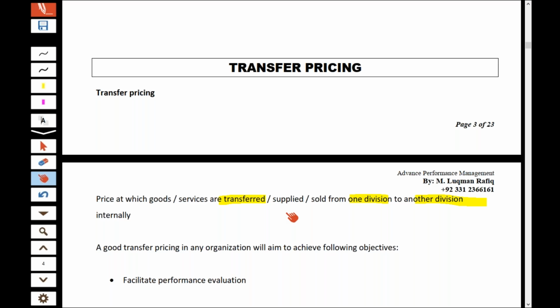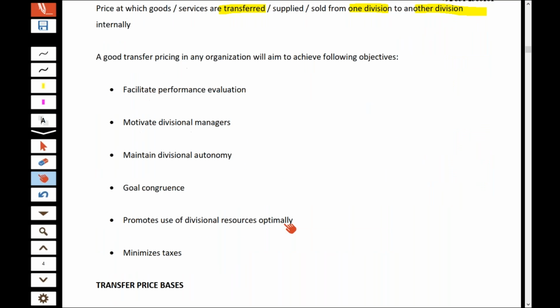Now what next is there? It says that a good transfer pricing in any organization will aim to achieve the following objectives. What are the objectives? First of all, it will facilitate performance evaluation.